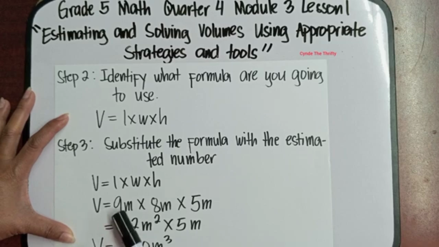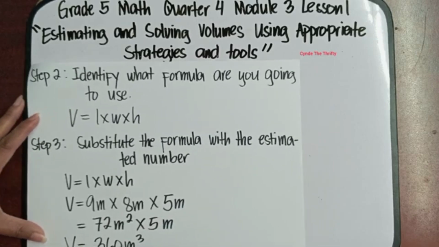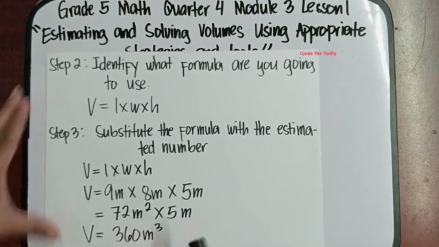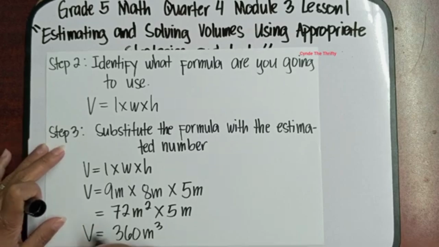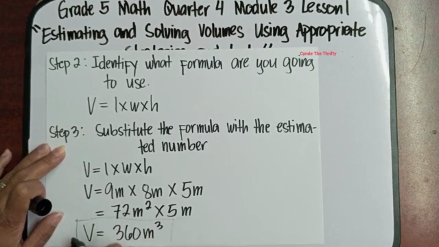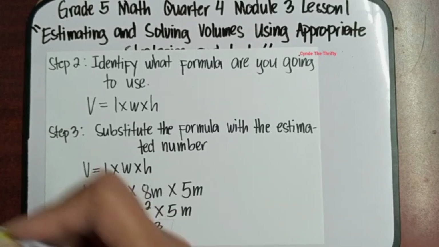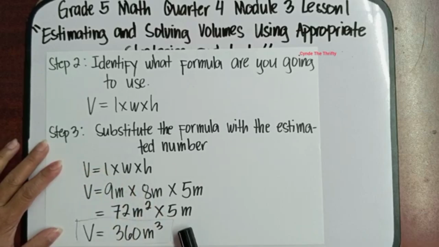So, 9 meter times 8 meter. 9 times 8 is equal to 72. Meter times meter is equal to meter squared times 5. So, 72 times 5 is equal to 360. Meter squared times meter is equal to cubic meter. Ibig sabihin, ang volume ng ating divan is 360 cubic meter. Okay, so ito yung sagot natin, 360 cubic meter.